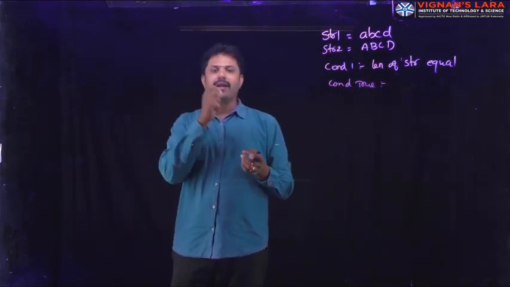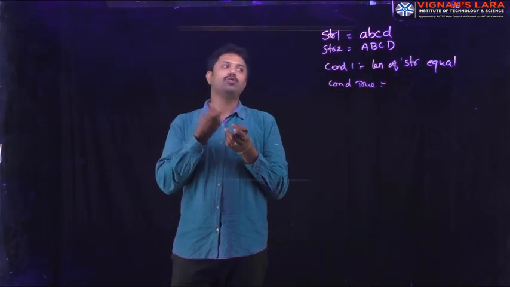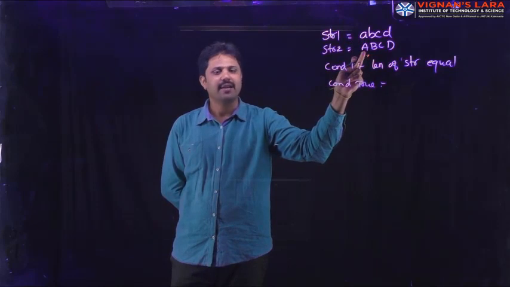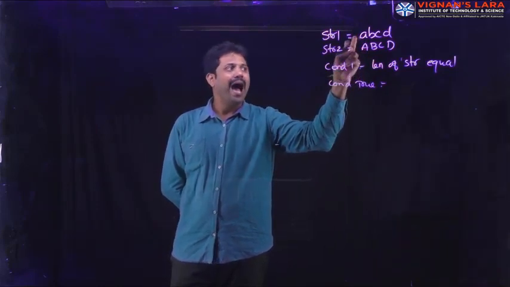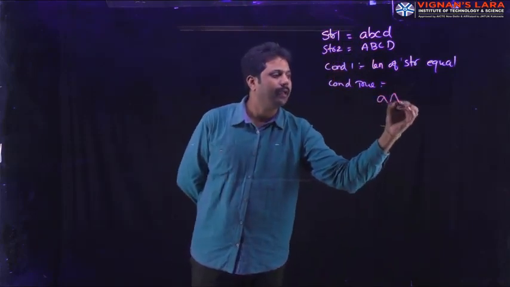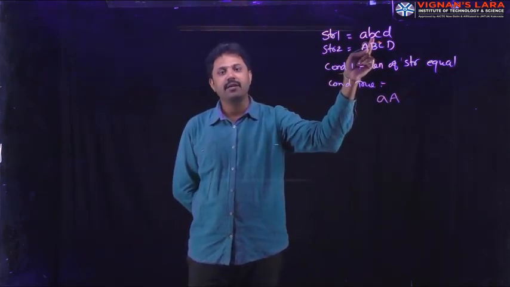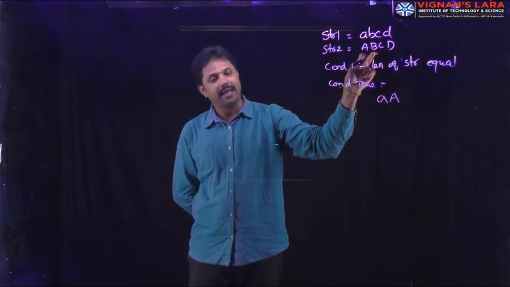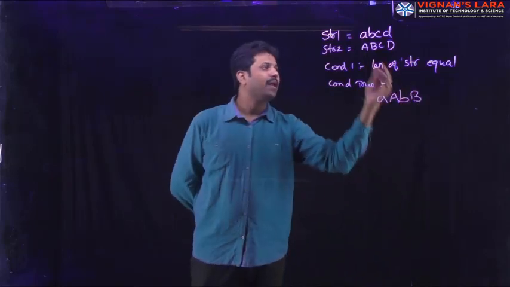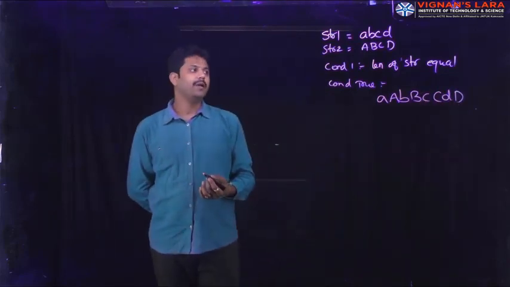The first character in the first string and the first character in the second string are printed together. What is the first character in the first string? A. And what is the first character in the second string? It is also capital A. I print these 2 together. That means A. After that, the second character in the first string and the second character in the second string are printed together. That means B. Like that, C and D. I print like this.